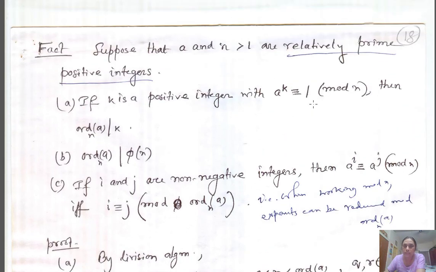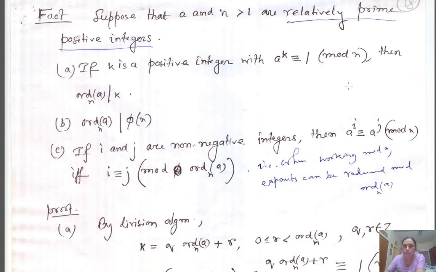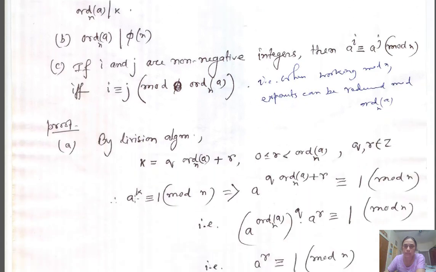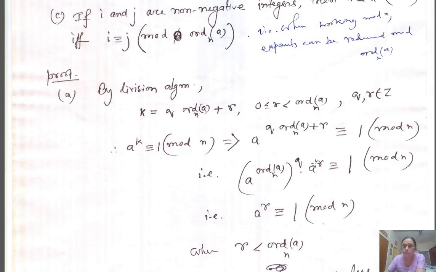So I have this relation, A to the power k is congruent to 1 modulo n. Here I put the value of k as q times the order of A modulo n, plus R. So A to the power order, raised to the power q, times A to the power R, is congruent to 1 modulo n. Now by the definition of order, A to the power order is 1 modulo n, so this value is 1.